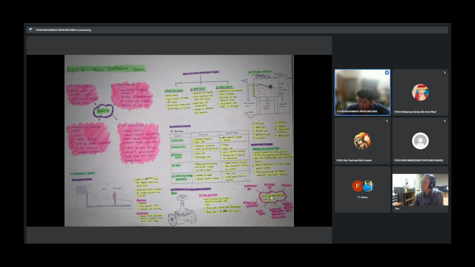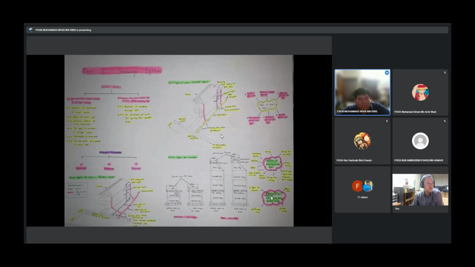And the last one, I will go to the source of non-revenue water. There are 7 things: distribution pipe, delivery pipe, reservoir, illegal usage and squatters, firefighting, operational usage, consumption of water authority, and meter under registration, MUR. So I will go to the next topic, that is topic 5, sewage system.